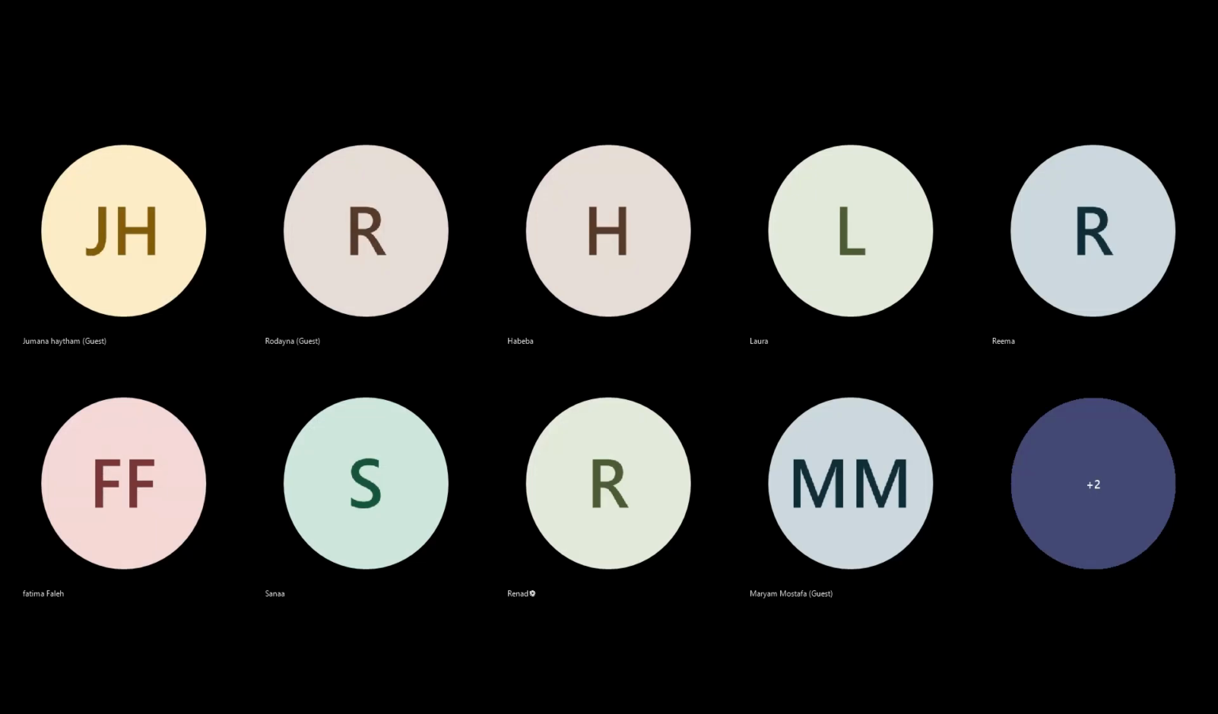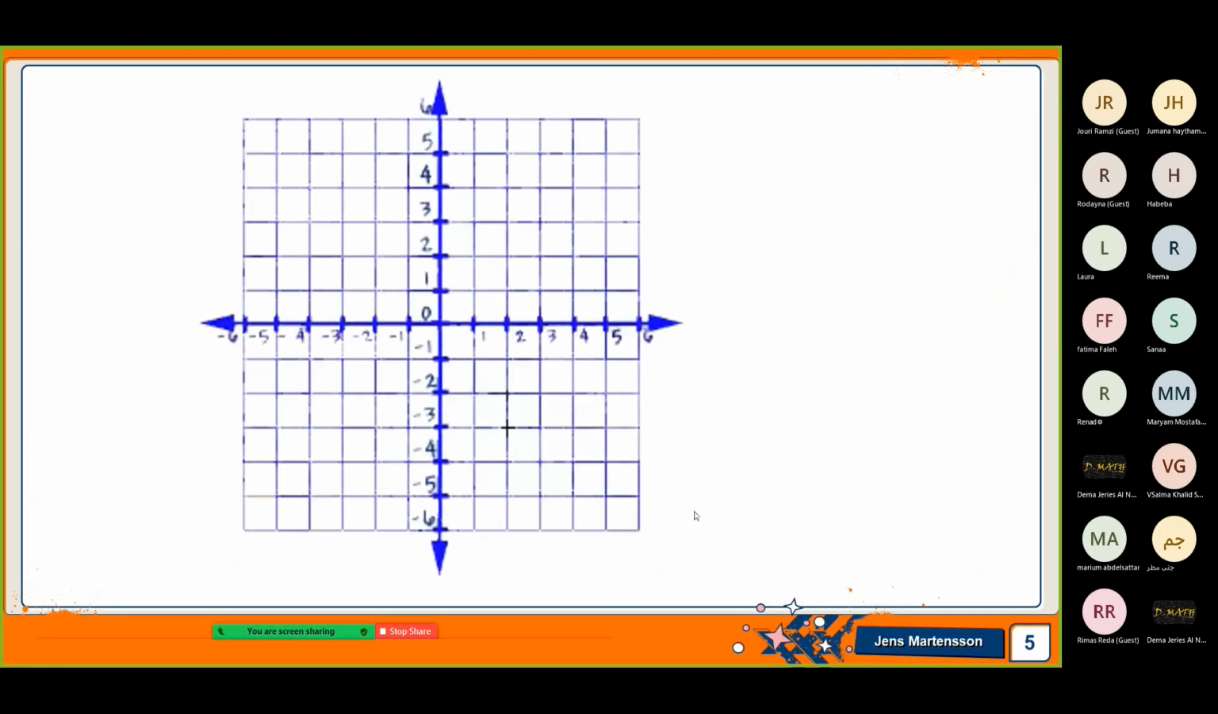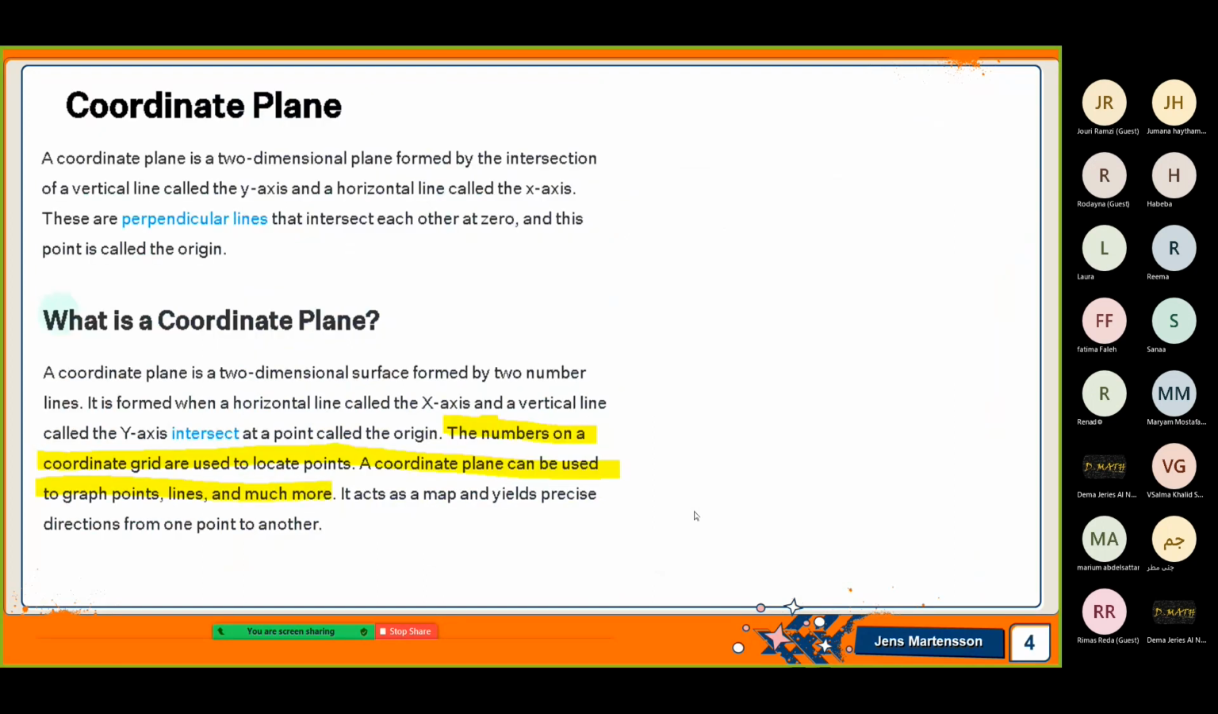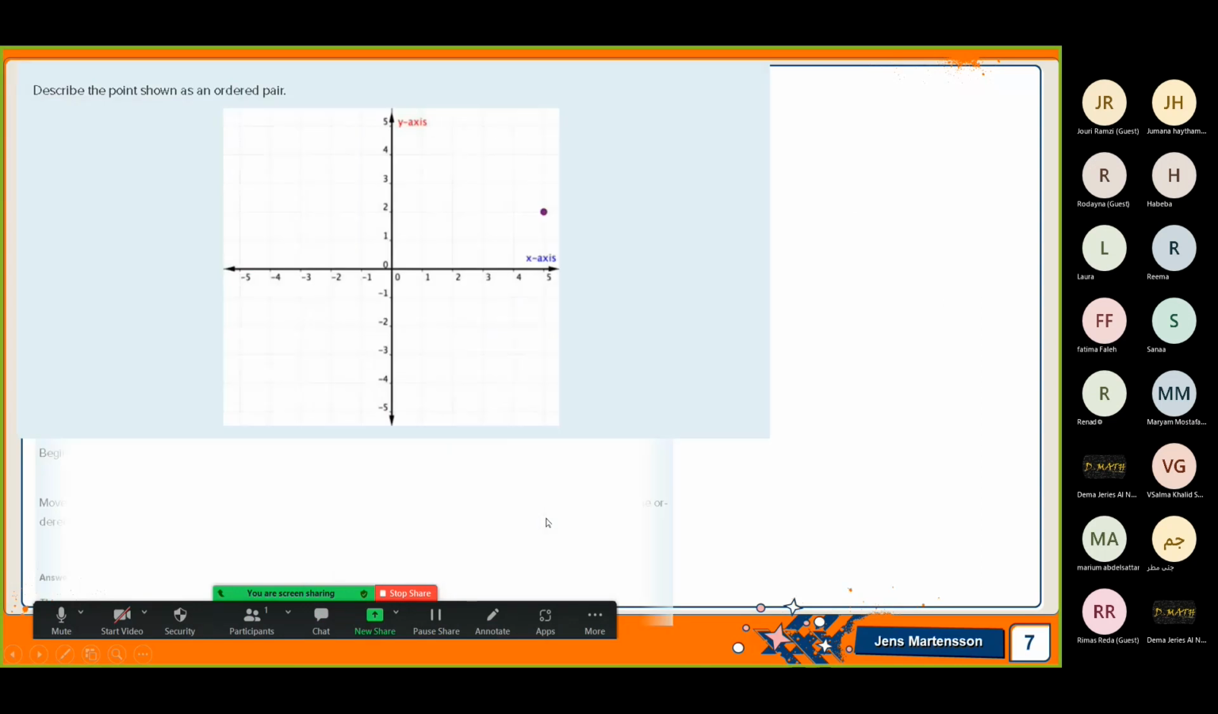Good morning. Let's continue our lesson, rational numbers and the coordinate plane. As I told you yesterday, we have two number lines. One is vertical and one is horizontal. They are both perpendicular and they intersect at one point, which is the origin, 0. And then we say that we have 4 quadrants.